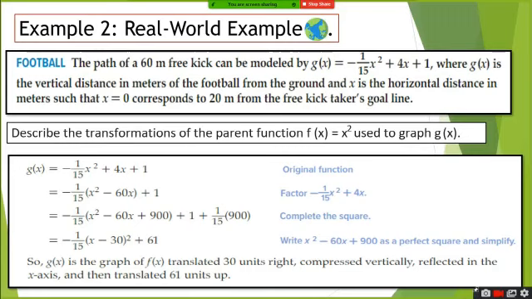In the fourth step, we will write x squared minus 60x plus 900 as a perfect square. In the last step, we will simplify. So g of x is the graph of f of x translated 30 units right, compressed vertically, reflected in the x-axis, and then translated 31 units up.